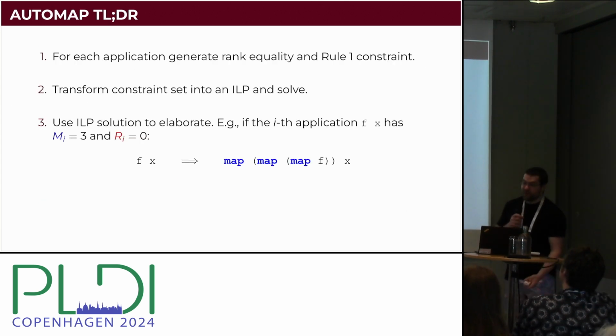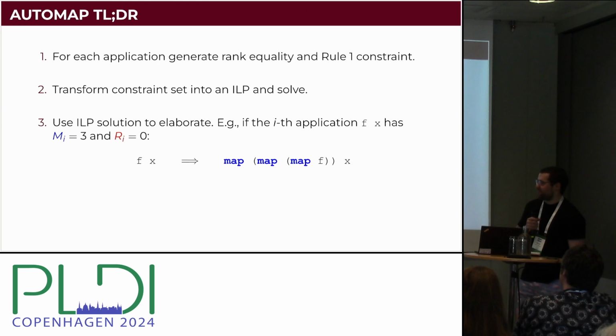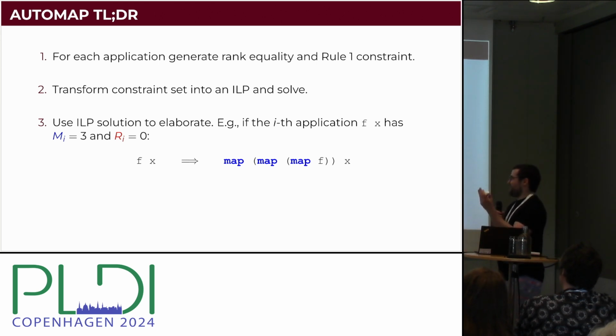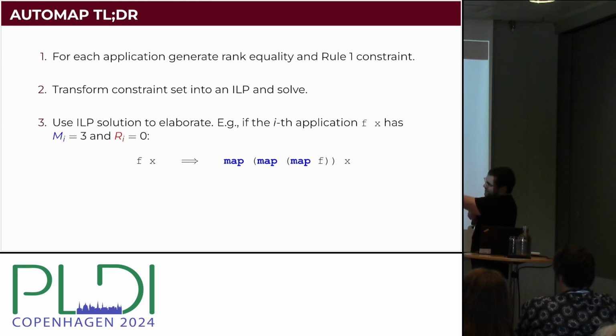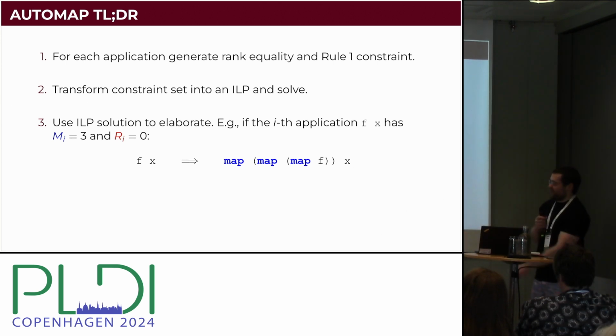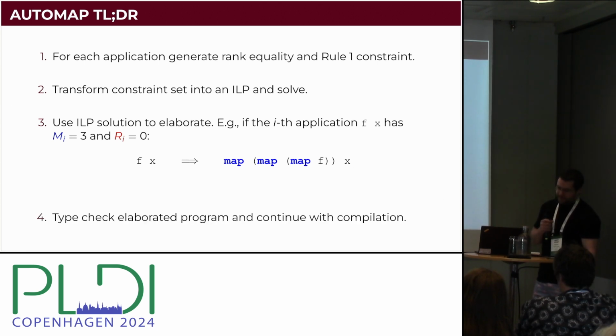And then we use our ILP solution to elaborate the program with the implicit maps and reps. So here, for example, if your ith application in this program, which is f of x, and we saw the ILP says that m sub i should be 3 and r sub i should be 0, then of course you insert 3 maps and you don't insert a rep. And then you have an elaborated program that is rank correct, not necessarily type correct. And you just take this thing and you continue with compilation, and the rest of the compilation pipeline has no idea about rank polymorphism whatsoever.